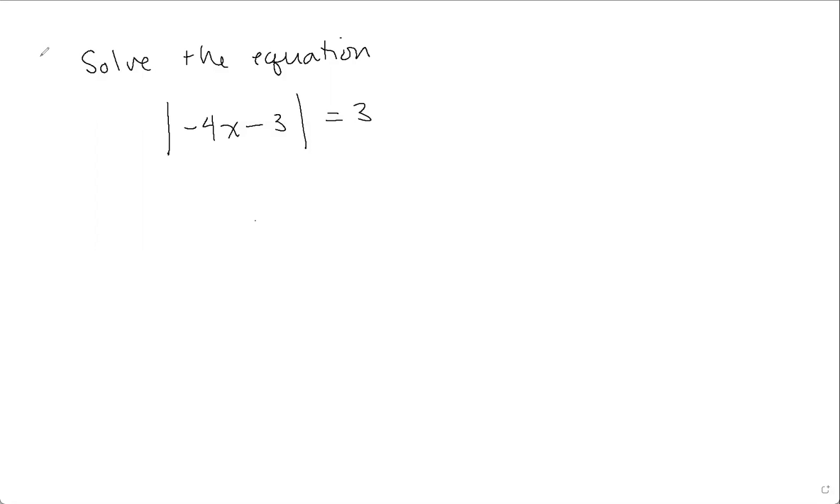For this example, we need to solve the equation the absolute value of negative 4x minus 3 is equal to 3. Now, the first thing that we want to do when we're solving absolute value equations is to make sure they're in standard form. Standard form means we want the absolute value on one side and then everything else on the other side. I hope you can see that this equation is already in standard form.